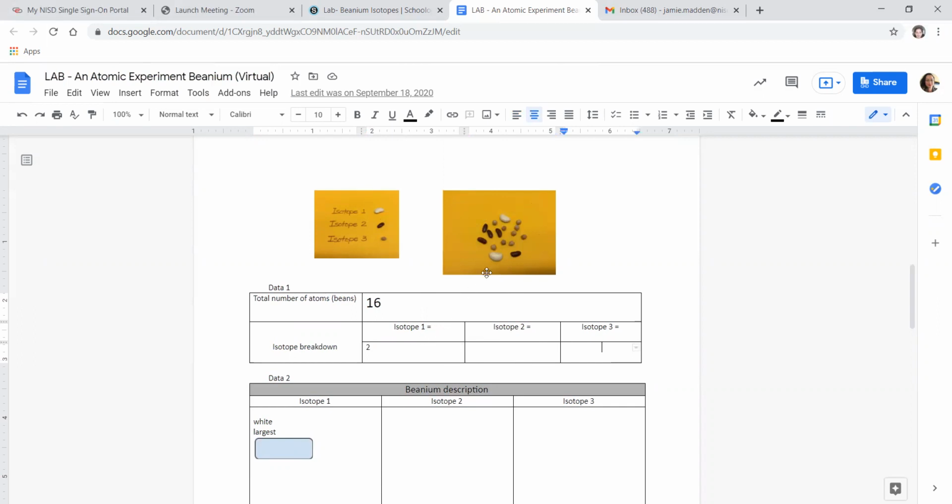So isotope 1 is representing the white beans. You can see that there's 1, 2, which is why there's a 2 there. Isotope 2 is representing the kidney beans. Count those, put your total here. Isotope 3, you count the chickpeas or whatever they are, I'm not sure. Count those, total goes here. Pause the video so you can add your totals.